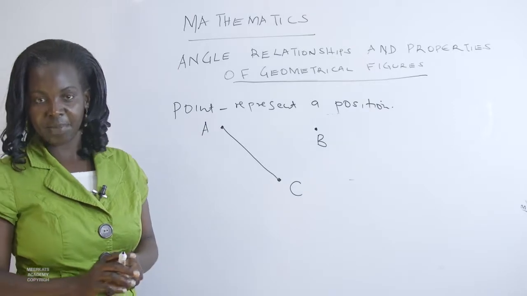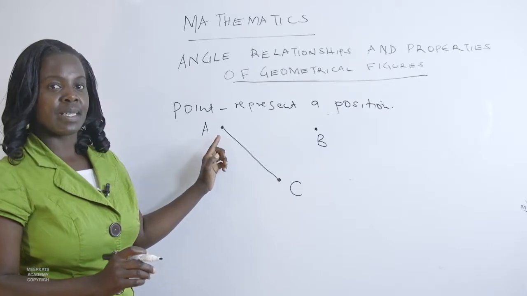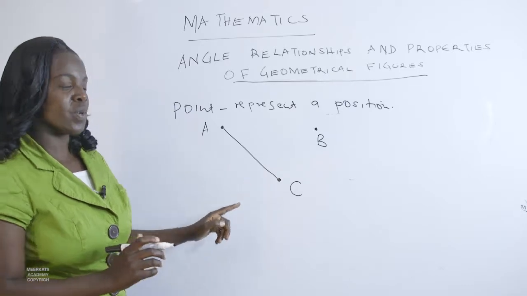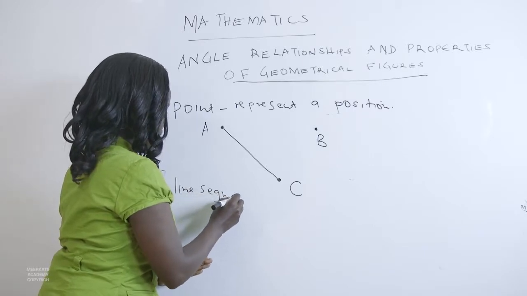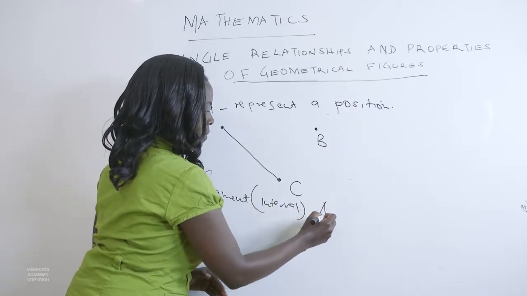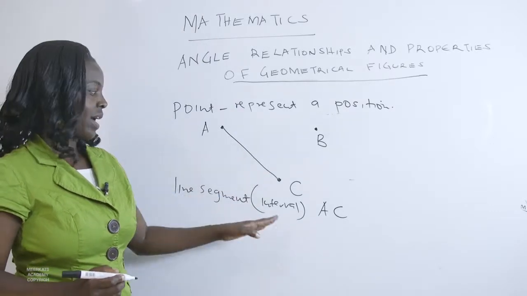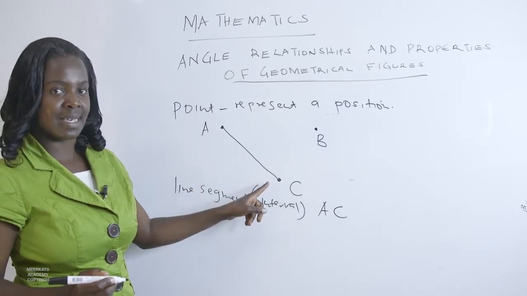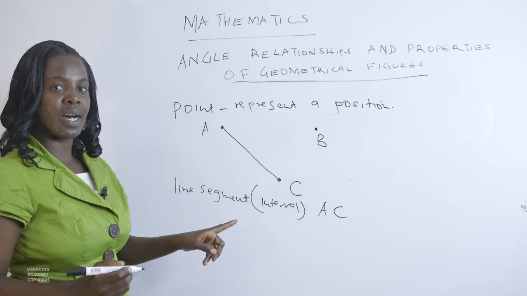If we join point A and point C using a straight line, you realize that we get a line from point A to point C. This is what we call a line segment. AC, we get what we call a line segment or an interval. Those are values in between A and C. So this is a line segment. If we join B to C, we'll also have another line segment.